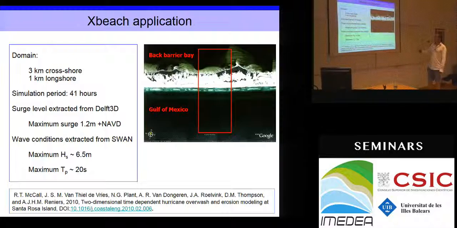And if you want to do proper modeling, you need to know the surge level. The thing with hurricanes is they tend to destroy everything, so you don't really know what the water level is. So we use the model, in this case Del3D, to calculate the surge level. So that's a combination of wind and tides. Then we used Swan to calculate what the maximum wave heights were during that time period. And so that came down to about 6.5 meters, and the period in the Gulf of Mexico under hurricane conditions was about 20 seconds. And the objective was to look at the overwash and inundation of this barrier island.